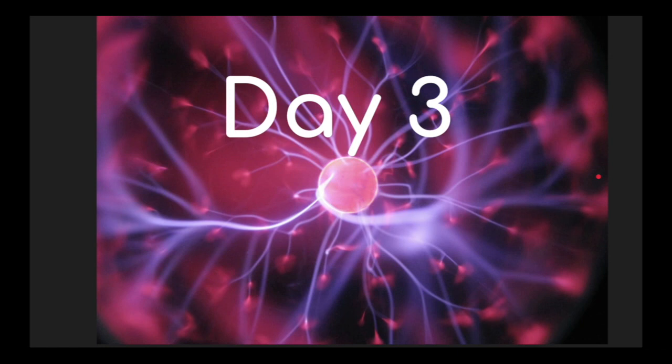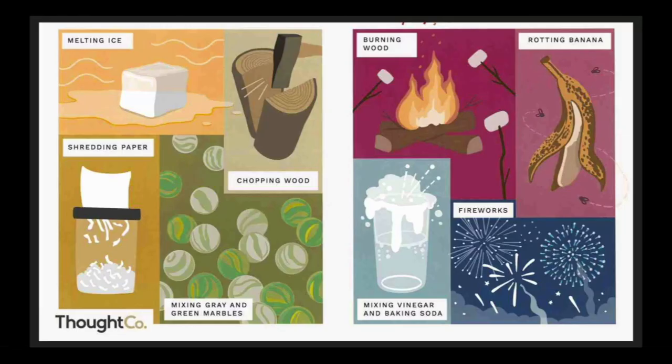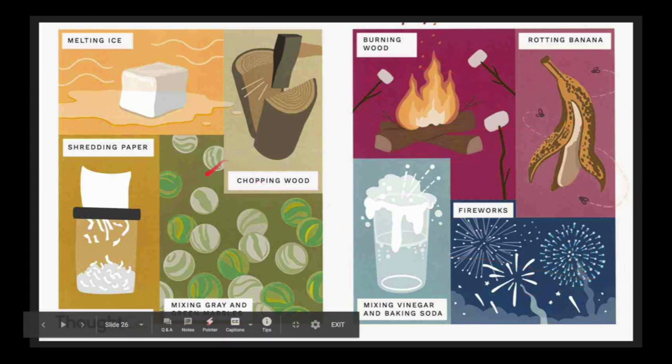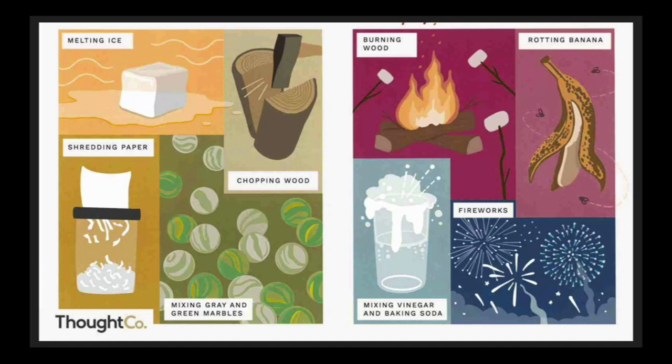Okay, so as I said before, today is day 3 of our science unit on matter. And we are going to be talking about changes in matter. So in this picture, I have a whole bunch of different examples of matter. I have an ice cube, there's a fire going on, some fireworks, these are marbles. These are all pieces of matter because they take up space. But if you look closely, you'll notice that these are all pieces of matter that are changing from what they originally were. And we're going to talk more about that soon.